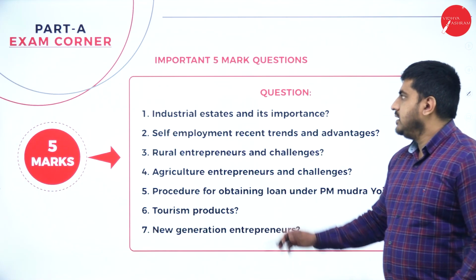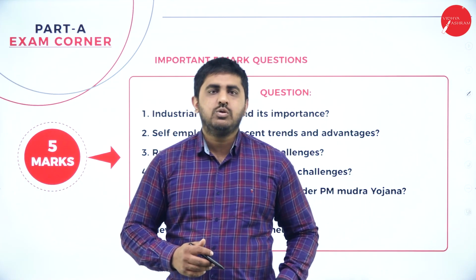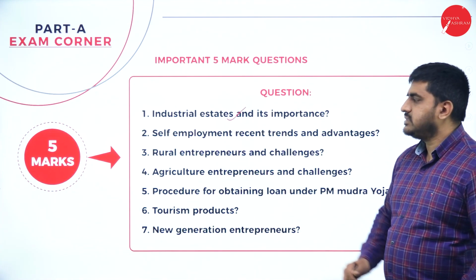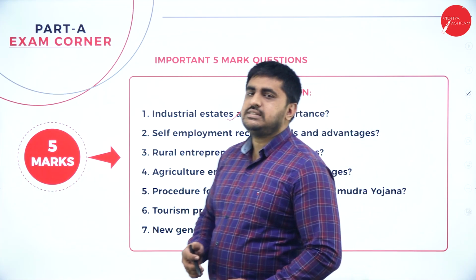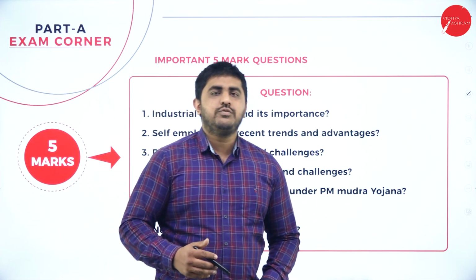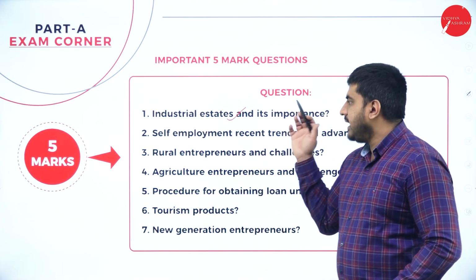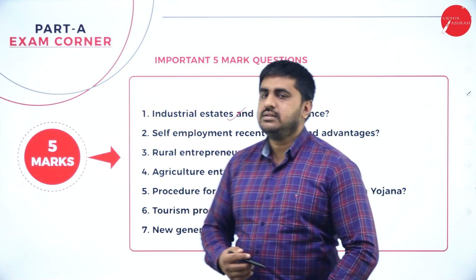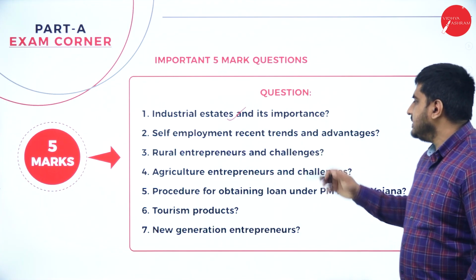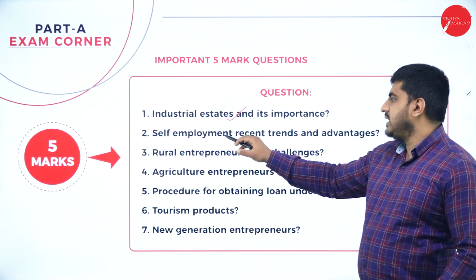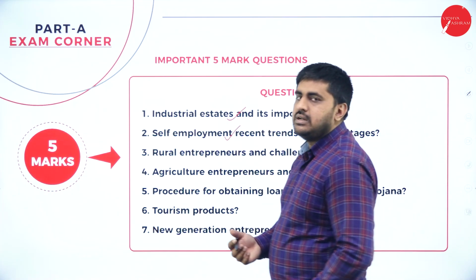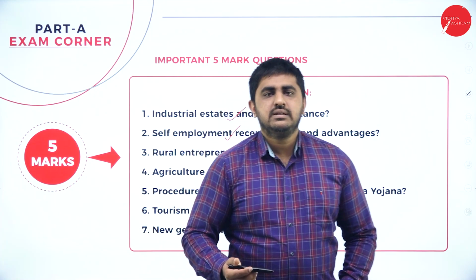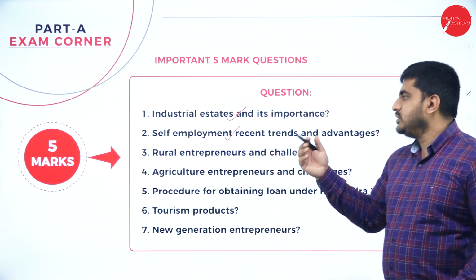Next, we go for important 5-mark questions. That is industrial estates and importance. Industrial estates is nothing but a cluster of industries, a cluster of manufacturing units. You write that for 5 marks. For 5 marks, you will have to fill one side of your booklet. Next, self-employment, recent trends and advantages. Recent trends in self-employment means freelance artists, writers, graphic designers, etc. As it is there in the notes, you write.